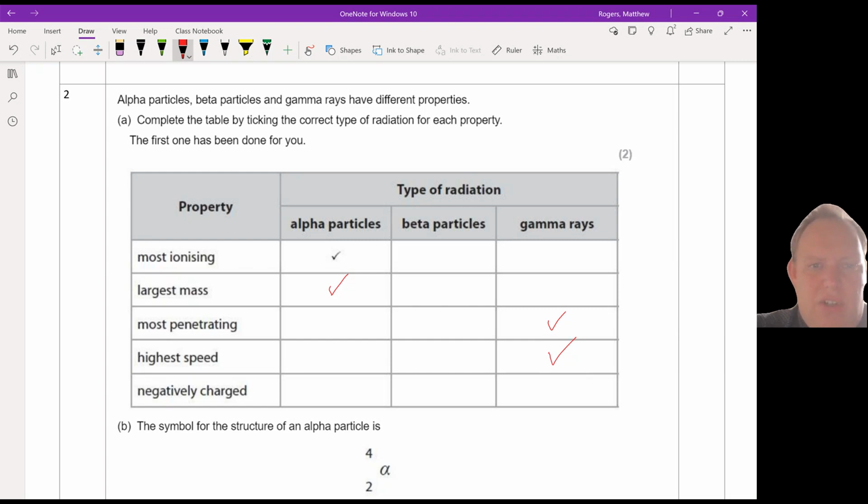For negatively charged, again, once we know the constituents of these things, we can work out the charge. So our alpha particles contain 2 protons, so they are positive. Gamma rays are electromagnetic radiation, so they're neutral, whereas our beta particles contain an electron, or they are a fast-moving electron, so they are the negatively charged one.